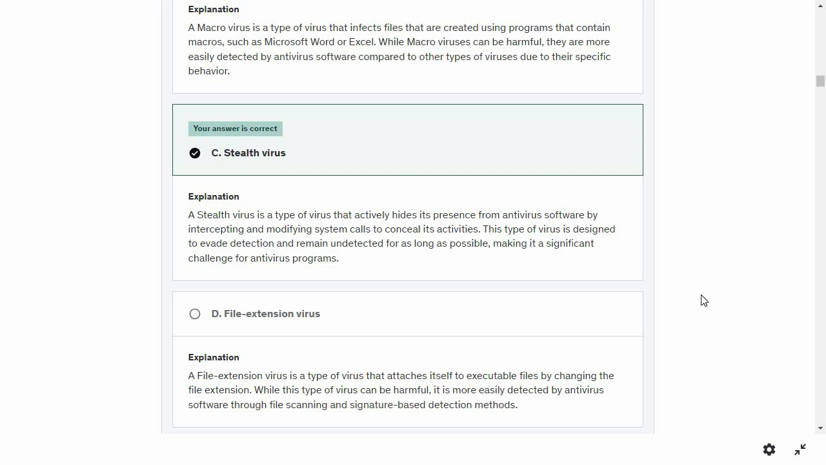File extension virus, which is a type of virus that attaches itself to executable files by changing the file extension. While this type of virus can be harmful, it is more easily detected by antivirus software through file scanning and the signature-based detection method. So D is not the correct answer for this scenario. The only correct answer is the stealth virus.